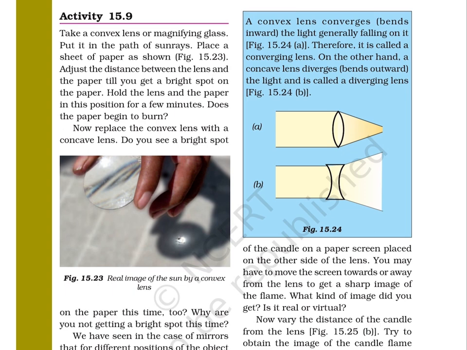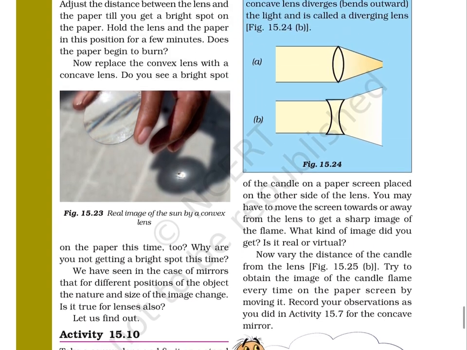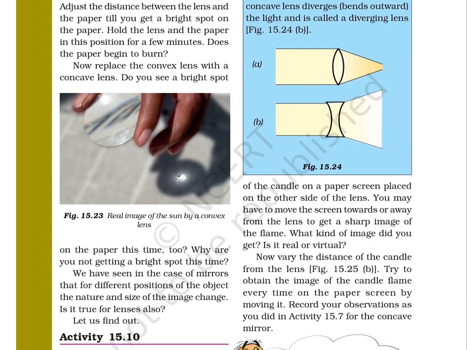15.24b. Figure 15.24. A. Here we can see the light converging as it is passing through a convex lens. B. Here we can observe the light to diverge as it passes through a concave lens.